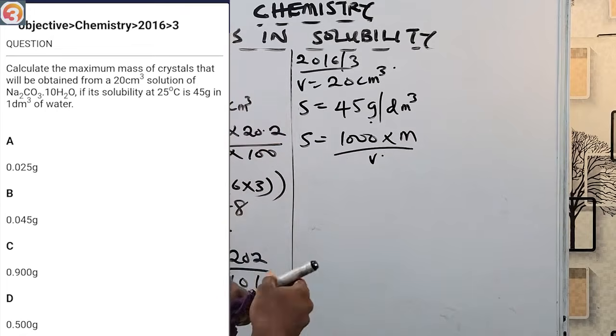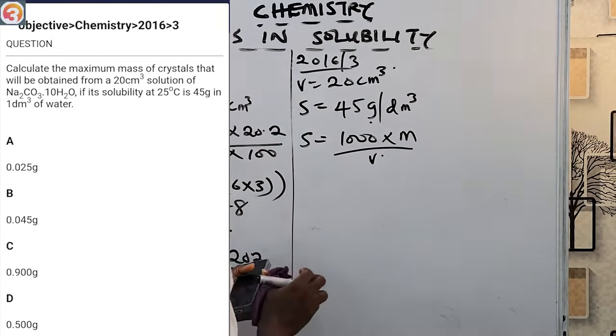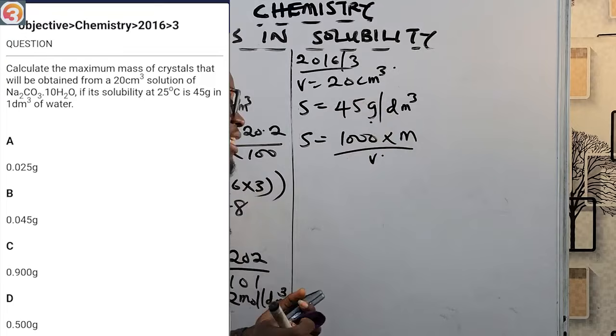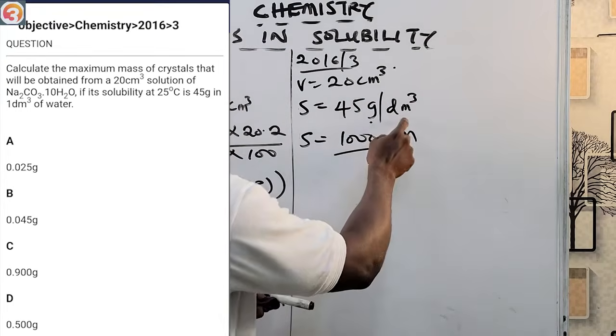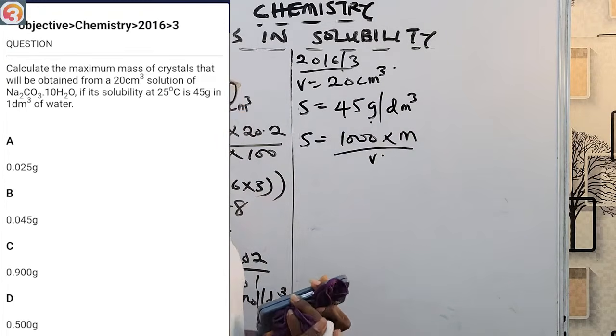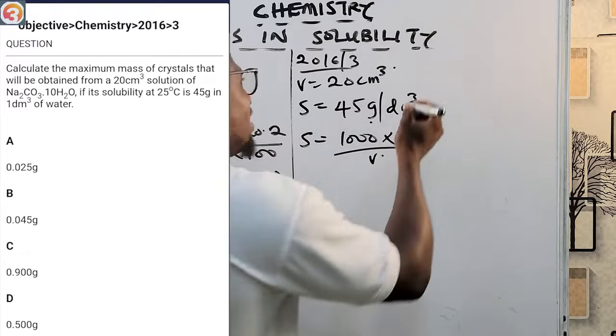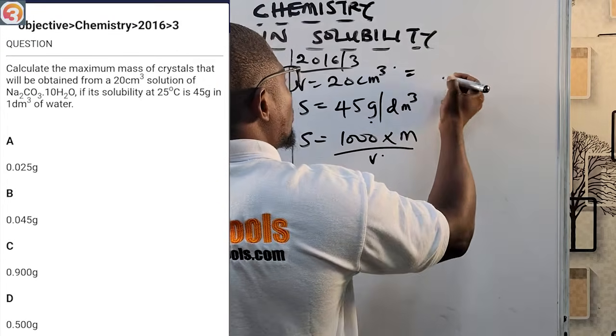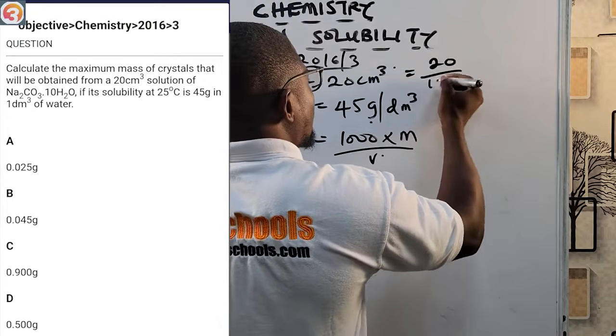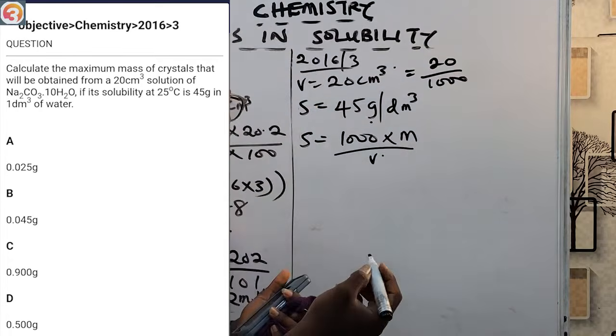All right. Now, another thing is that the volume is in cm cube, but solubility is in dm cube. So we cannot solve with cm cube. We need to convert this cm cube to dm cube. So we are going to have 20 over 1000. That's the conversion.